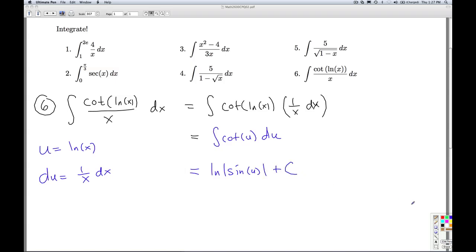Plus c. You've solved it for you, now solve it for me. I want the x's back in there. So this is natural log, the absolute value, the sine of the natural log of x. All right, and what a great exercise in the chain rule to take this, take the derivative, and show you get the integrand cotangent natural log x over x. That'll do it for number 6, and that'll do it for checkpoint quiz 2.